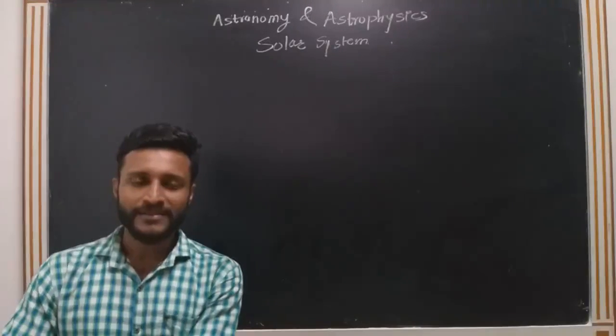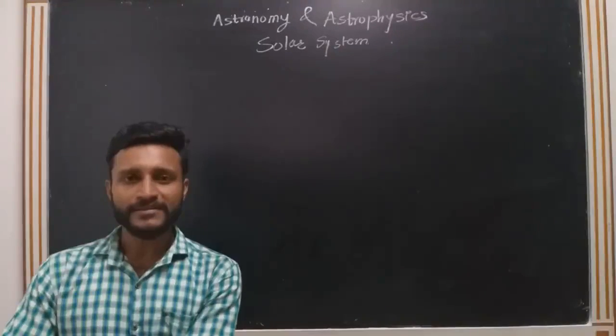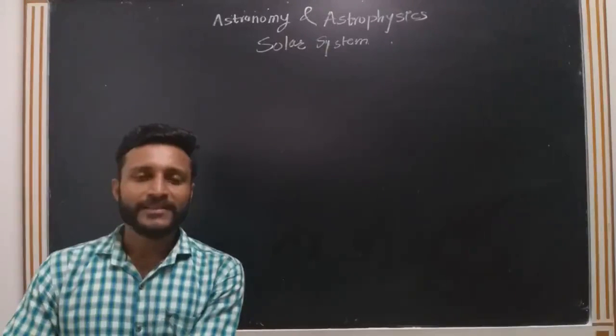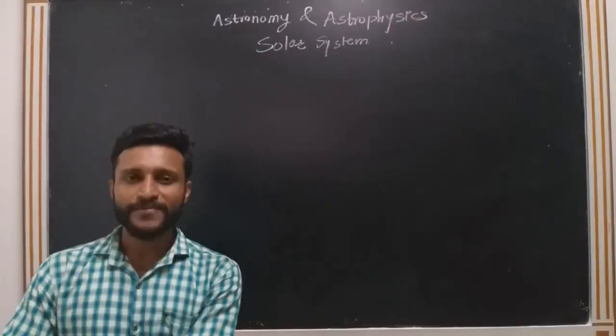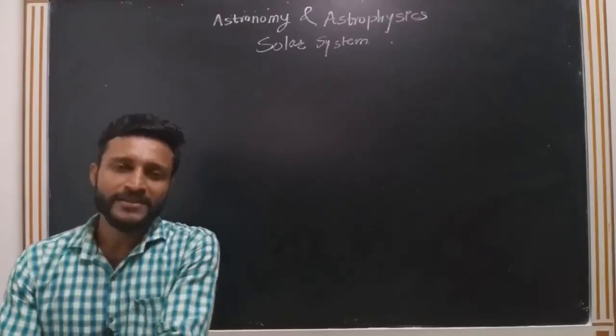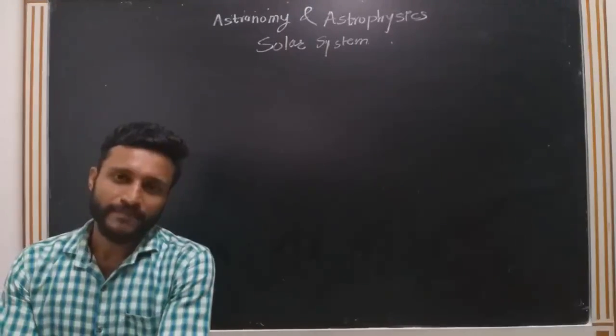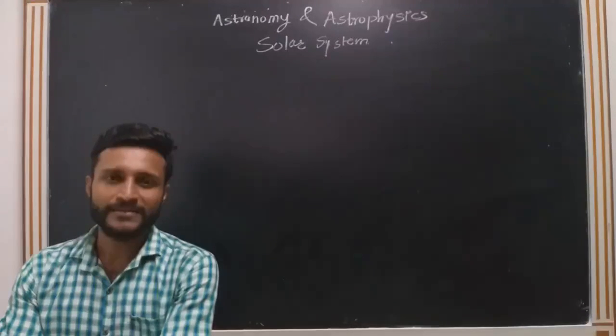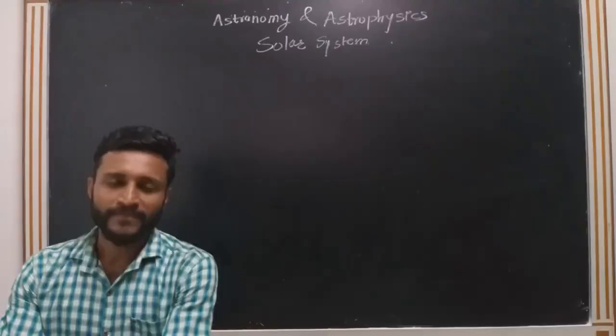and the protostar is formed at its center, and the remaining matter rotates and collapses on each other, and a planetary disk is formed around the protostar, and the gaseous planetary disk evolved into the planets. So this is the nebular theory which explains the solar system.